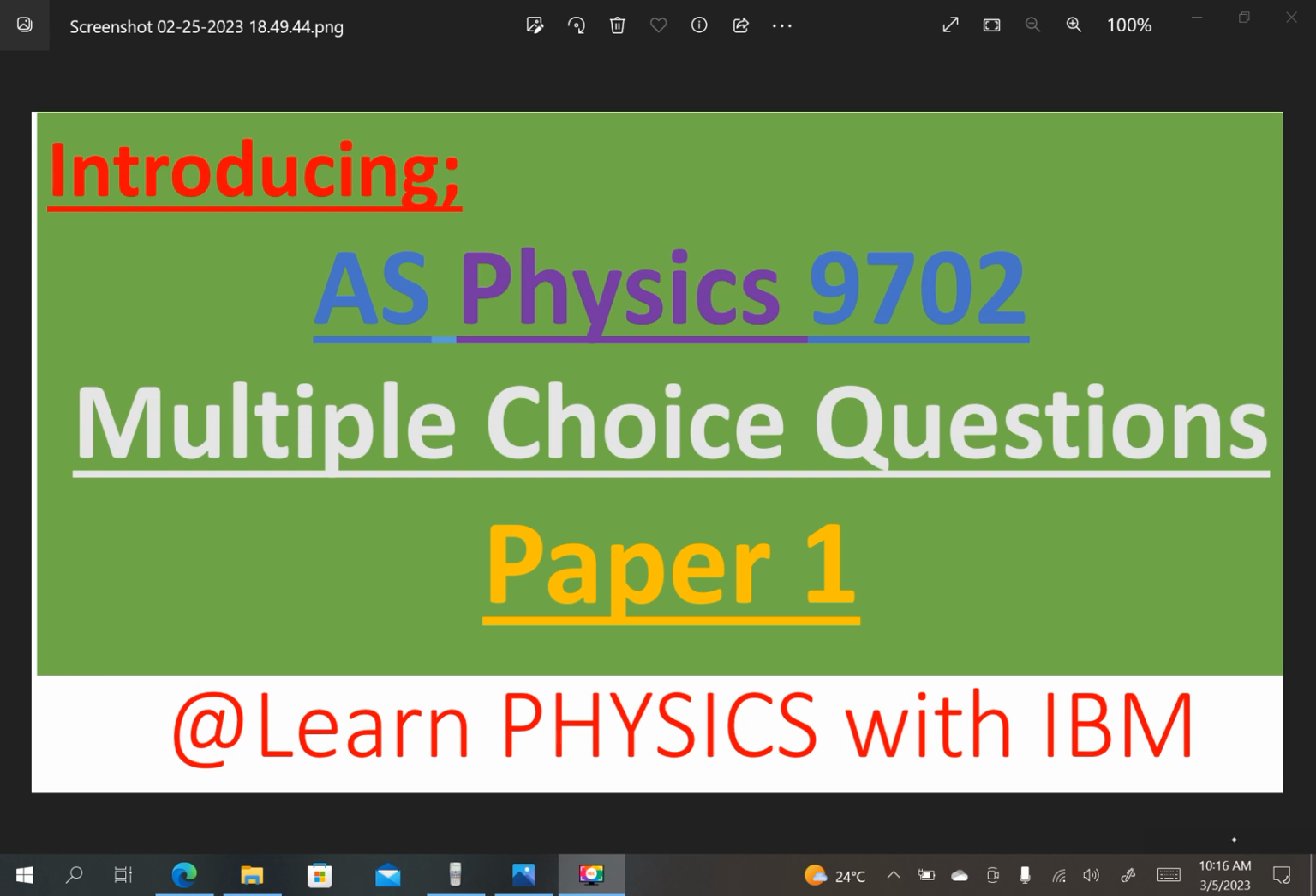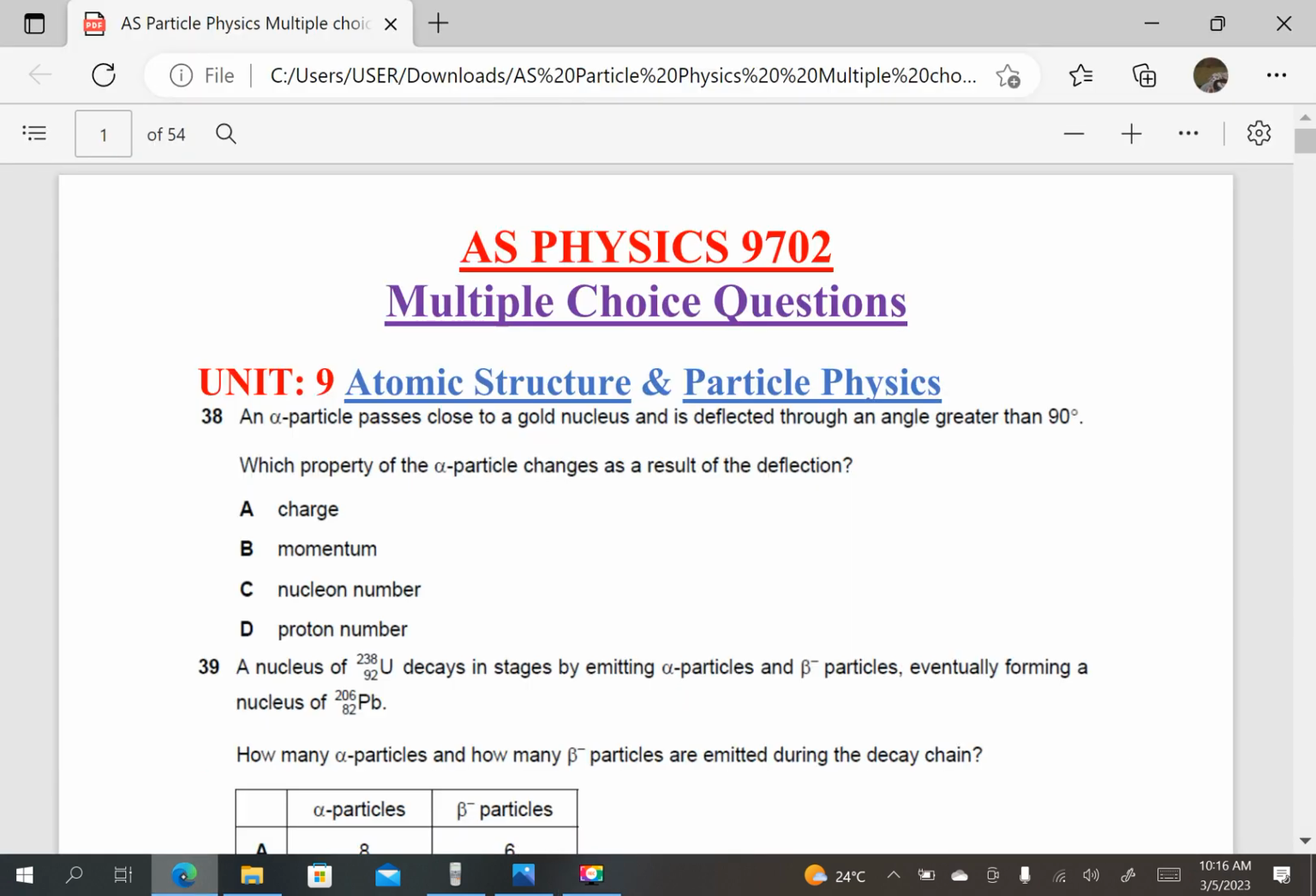These are multiple choice questions. I showed you in one of the previous videos how you can answer them without necessarily printing the document. You can have them in soft copy, but I showed you in the previous video how to save them with the solutions in soft copy just for reference. So without wasting time, let me take you to atomic structure and particle physics.